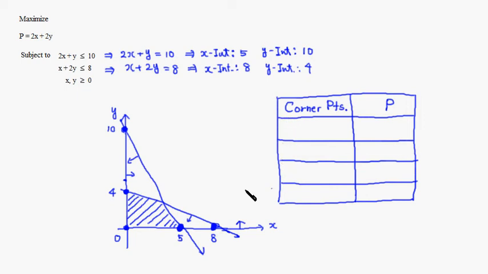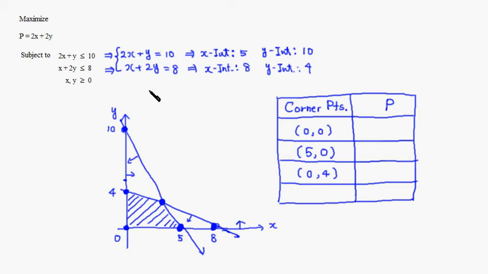Let's fill them in. The easy one would be the origin, so 0, 0 is one of the corner points. Also 5, 0 is another corner point, which is this one. And 0, 4 is another corner point. For the last corner point, we have to do a little bit of work. This is an intersection of these two borderlines, so we just have to find a common solution.